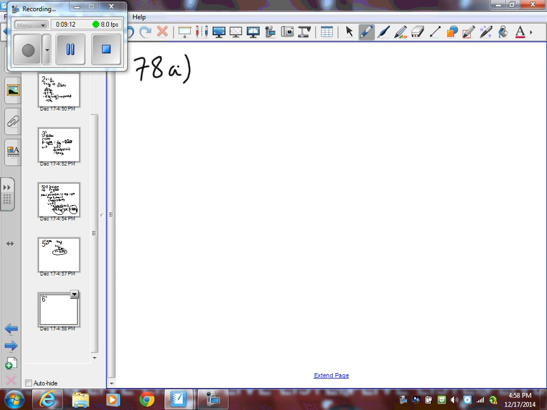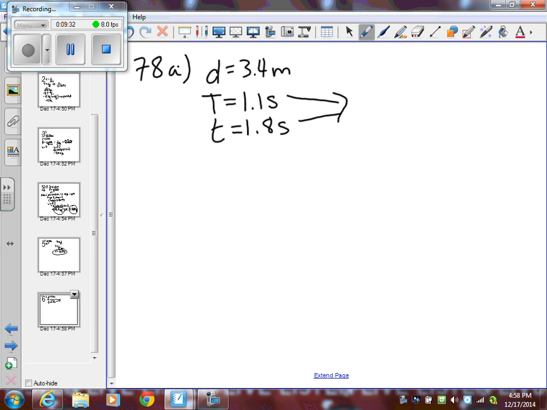So 78, we do A first. First thing that we know is that we have a distance of 3.4 meters. We have a period of 1.1 seconds, and we have a time of 1.8 seconds. Now you may be wondering, how are these times different?